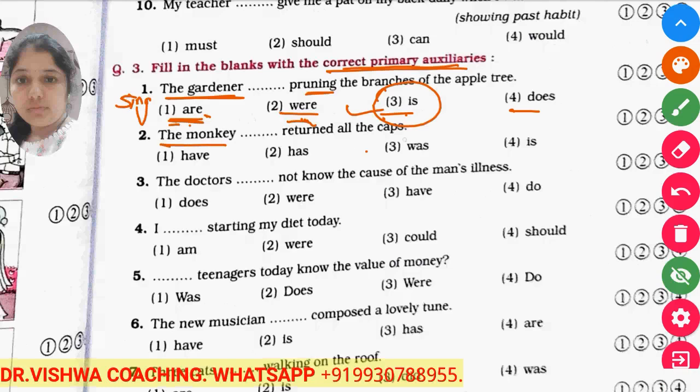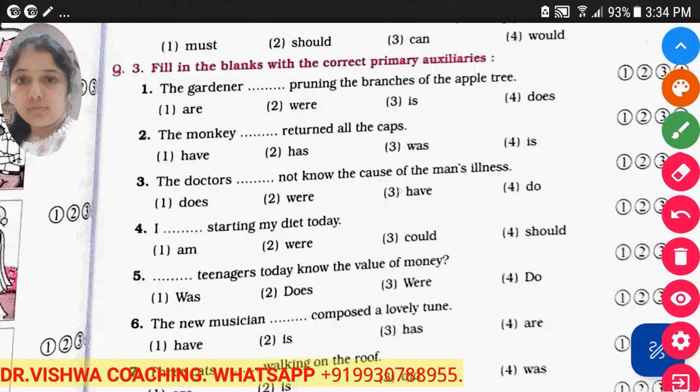The monkey dash dash written all the caps. Have, has, was, is. So monkey is a third person singular noun, so has will come there. Monkey has returned all the caps. So option number 2 is the correct option. So if we use was, it should be returning. If you use is, it should be returning. And for have, there should be so many monkeys. That's why we use has.